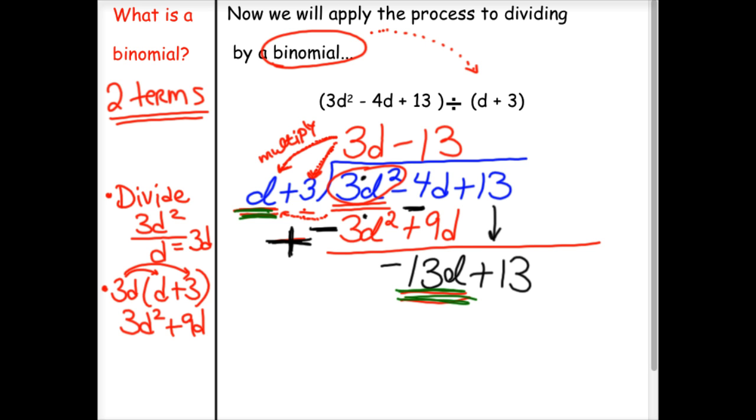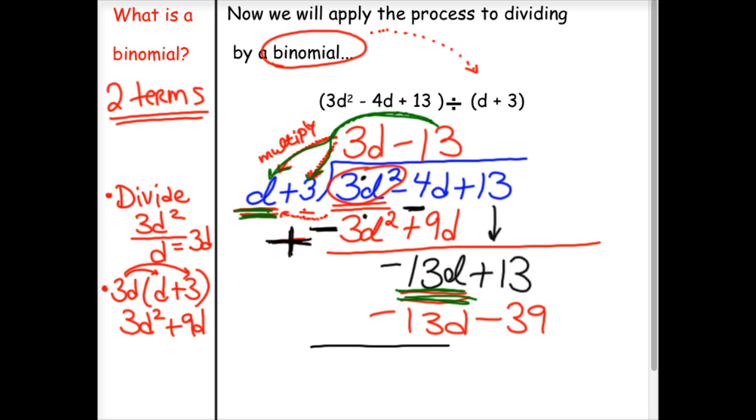Well, now what do I do? The same thing I did last time. Again, it's the same process over and over again. I'm going to multiply that negative 13 by d plus 3. It's going to give me a negative 13d minus 39. How did I get that? So you can watch, everybody stop and don't write. I took this minus 13 and I multiplied it by d and by 3. And that's where I got that minus 13d minus 39.